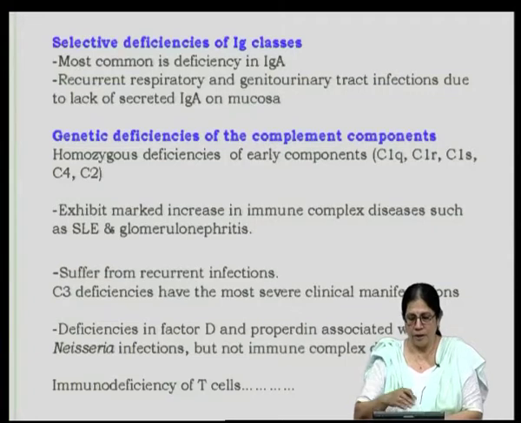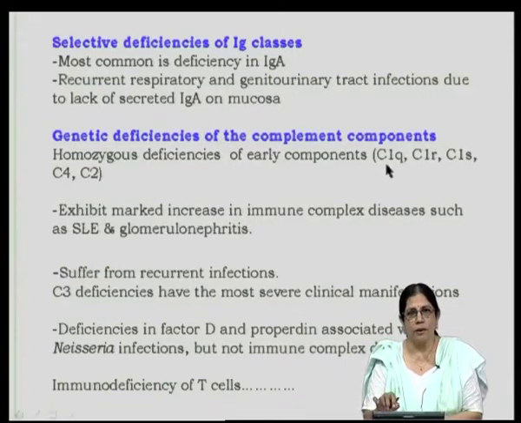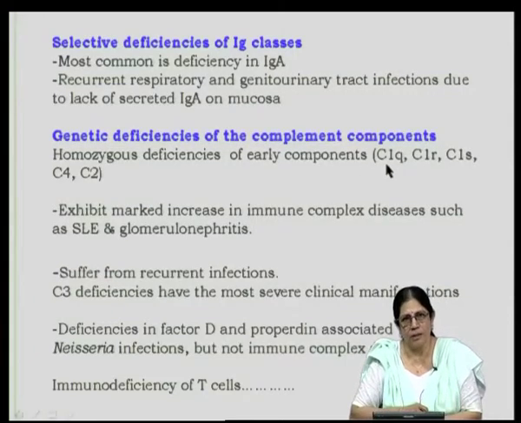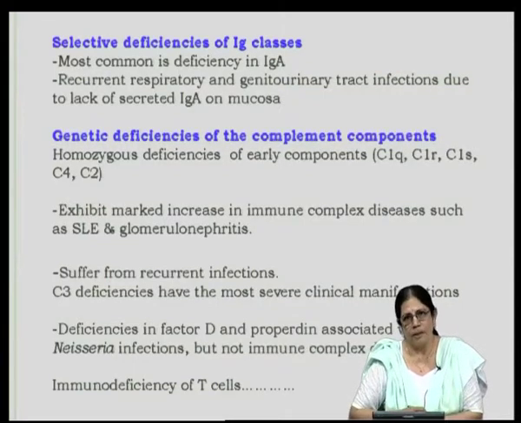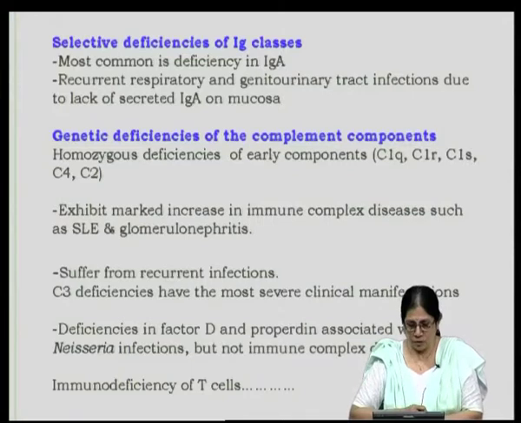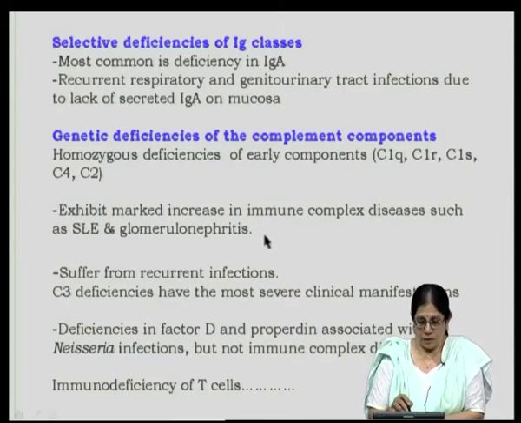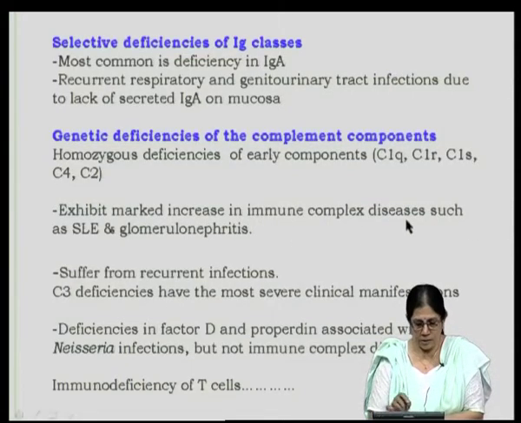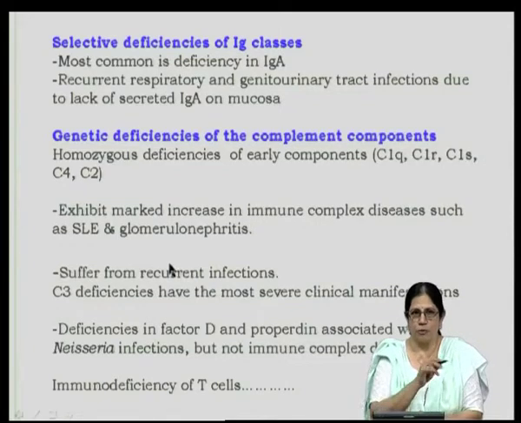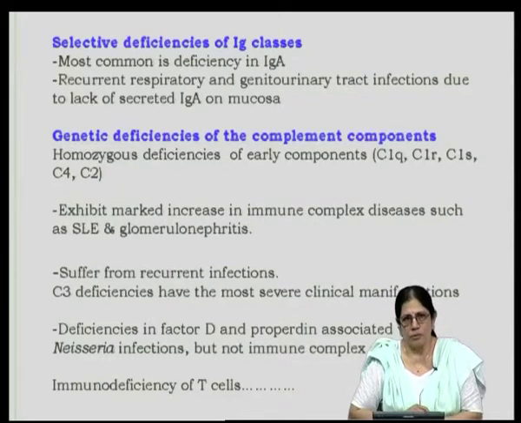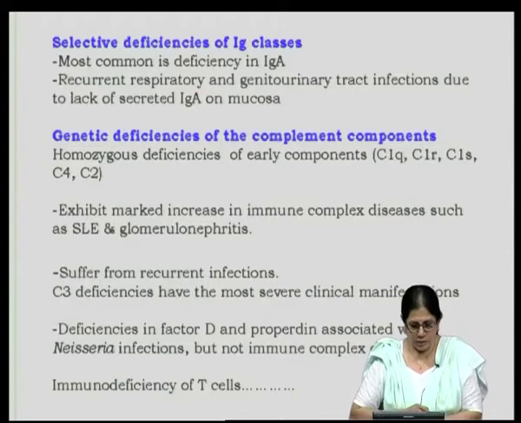Now, if there is no triggering of the complement cascade, the split products are not formed, and therefore, there would not be any clearing of the immune complexes. So, there is an increase in immune complex diseases such as SLE as well as glomerulonephritis. Now, these are secondary as opposed to what we talked about with respect to the autoimmune diseases.